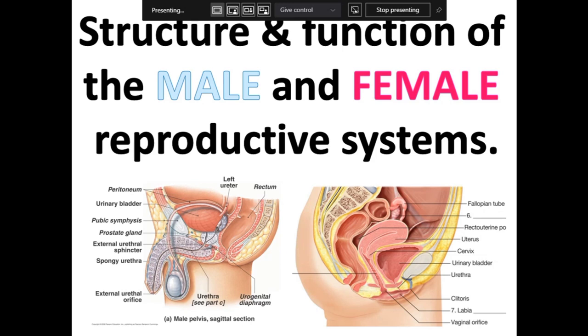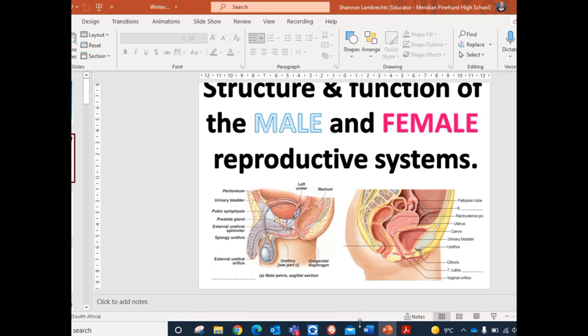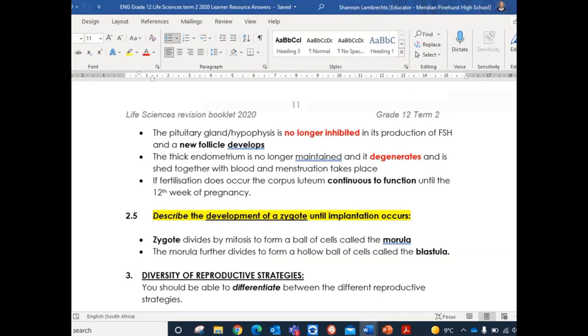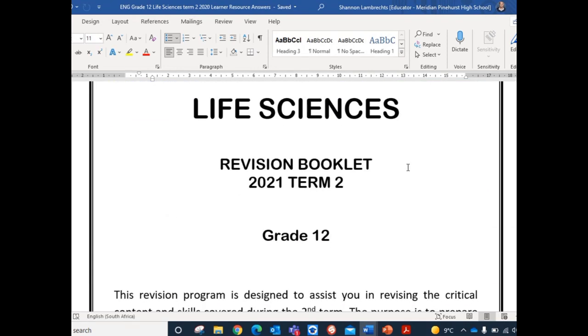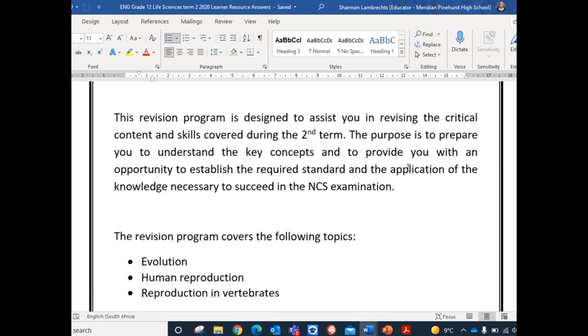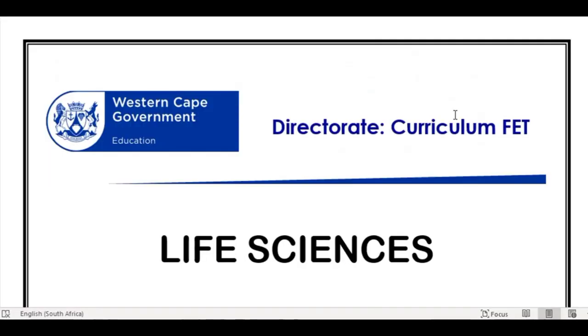All right, if you are ready, what you need to have in front of you is, one, a piece of paper. I'm sitting with my exam pad just to jot down anything you might ask. Please have a pen with you. You would also need your revision booklet, which I am sure your teachers have given you. If you just focus on where I'm going, it is this booklet that looks like this. It says Life Sciences Revision Booklet Term 2. I'm going to be doing a few questions out of this. If you can have this in front of you, I'm sure your teachers gave it to you.